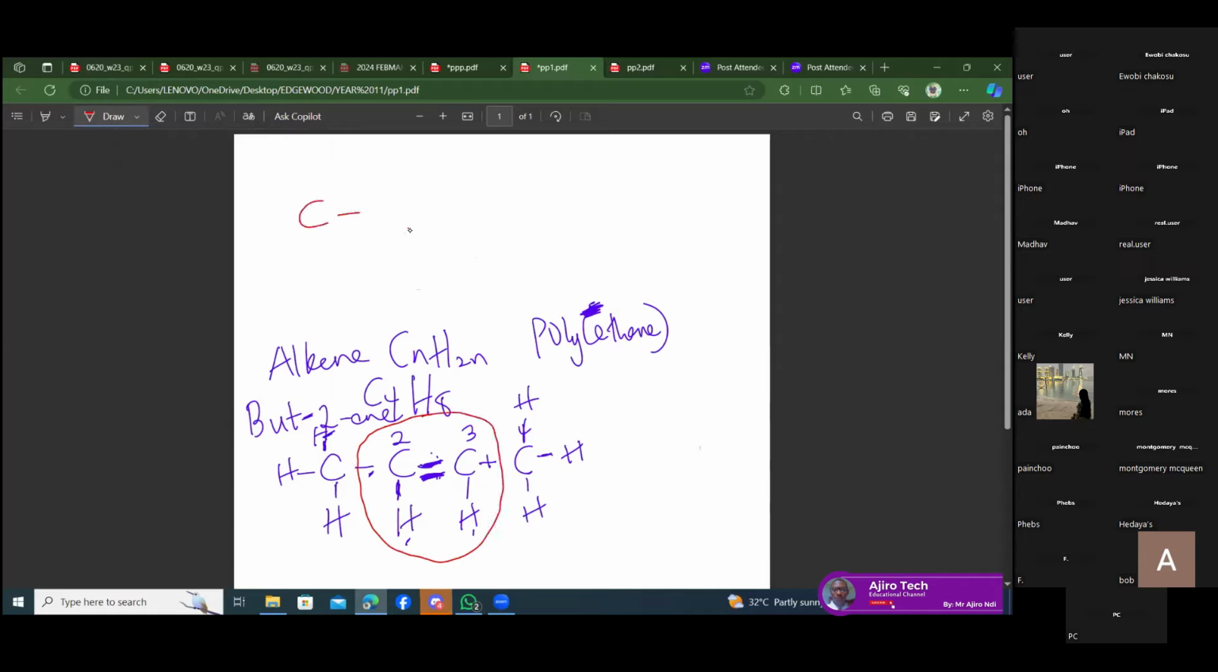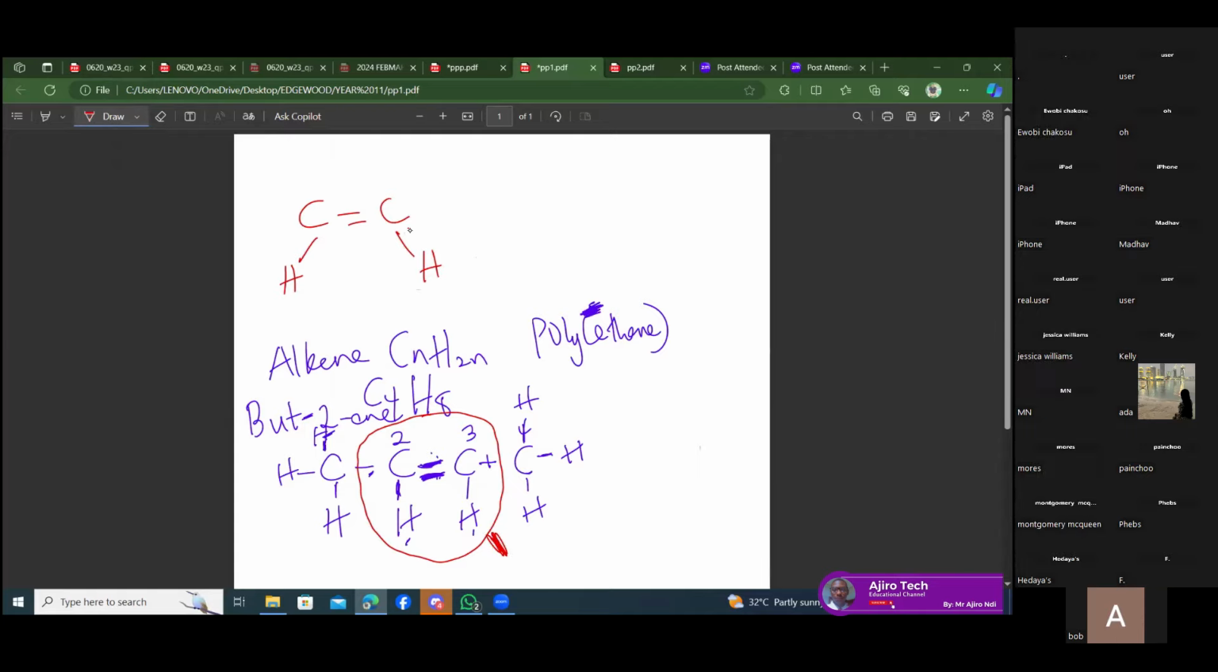So it's going to be C double bond C. All right, and I'm going to attach H right here to the first carbon there and the H right here. So what I've done is I've drawn this middle one because this is our focus. This is where the breaking will occur if there's going to be breaking for it to form a polymer.